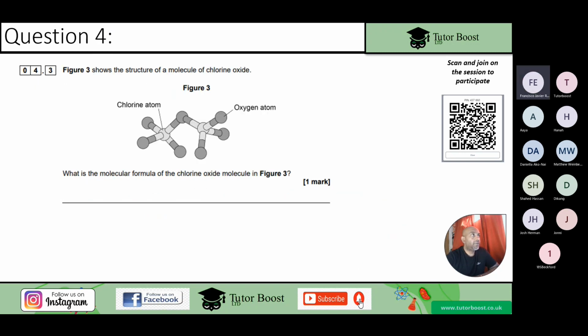Figure 3 shows the structure of a molecule of chlorine oxide. What is the molecular formula of the chlorine oxide molecule in figure 3? Can you write the answers on the whiteboard?